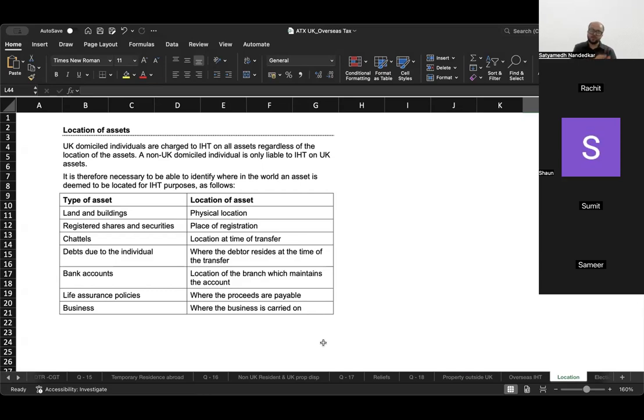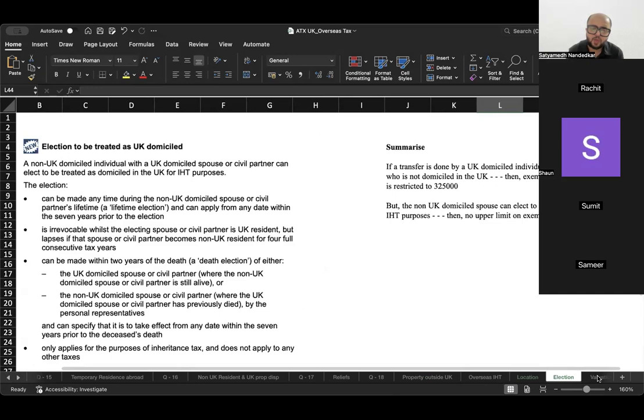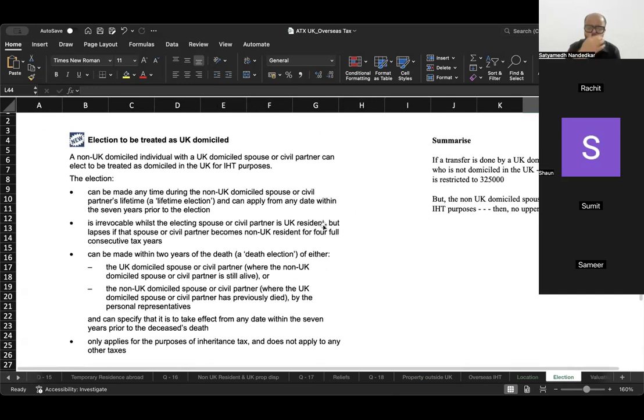Land and building होगा तो physical location of the land and building. Chattels होगा तो location of the chattel at the time of transfer. Then debts due to the individual where the debtor resides at the time of transfer. So on and so forth, you will have to determine whether the person is domiciled in the UK, whether that property is located in the UK or that item is located in the UK for you to levy inheritance tax.